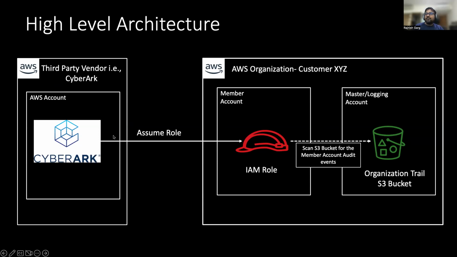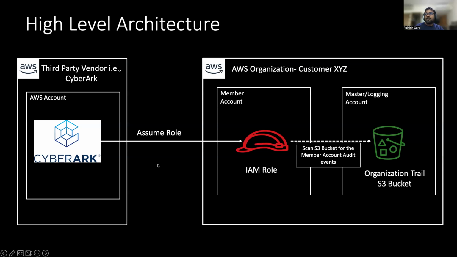So here in this picture, you see the CyberArk CIAM solution. It will be assuming a role into one of the customer's member accounts. As part of this entire role assumption, it will be doing quite a number of things within the member account. Apart from that, it will be going and scanning the organization S3 bucket for this specific member account only, to understand what all AWS principals have been doing and what all permissions they have been using in the last 90 days or so.